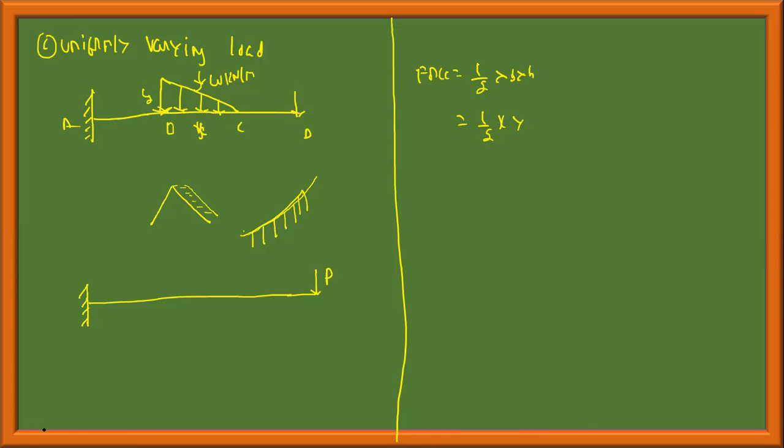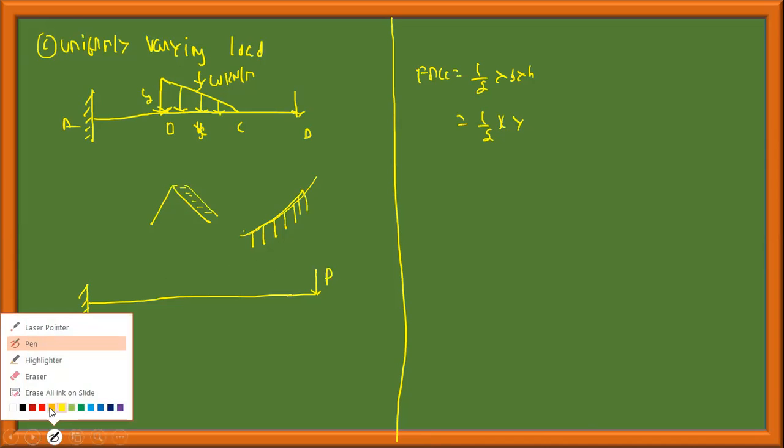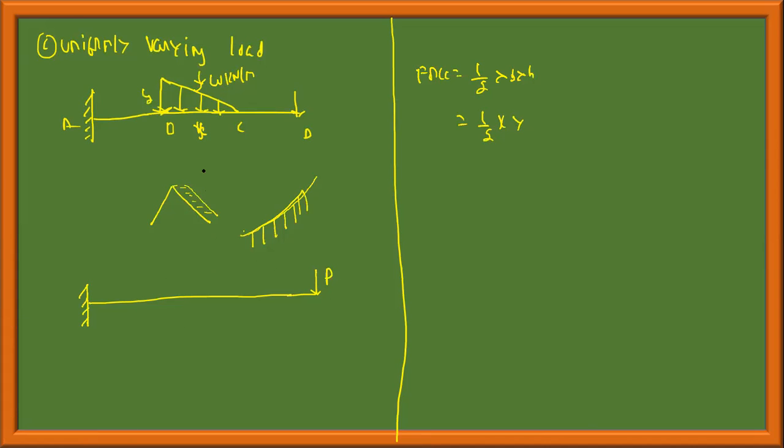Always note that in uniformly varying load also, the load is concentrated at the centroid. If you take this region, the centroid is at a distance of H by 3 from this end, and from the longer end, it is at a distance of 2H by 3. So I will take this point. This is B, this is C. From this region, at H by 3 distance, a load of half into X into Y is concentrated.